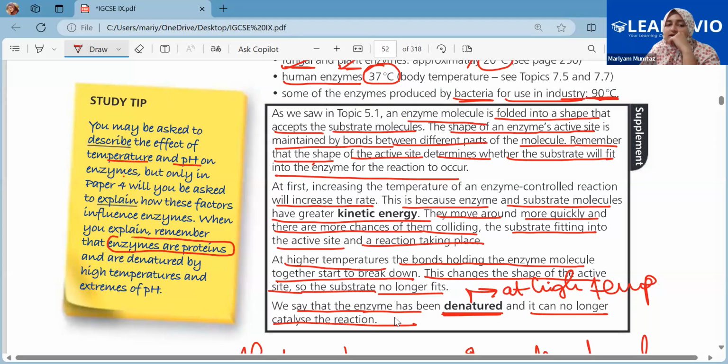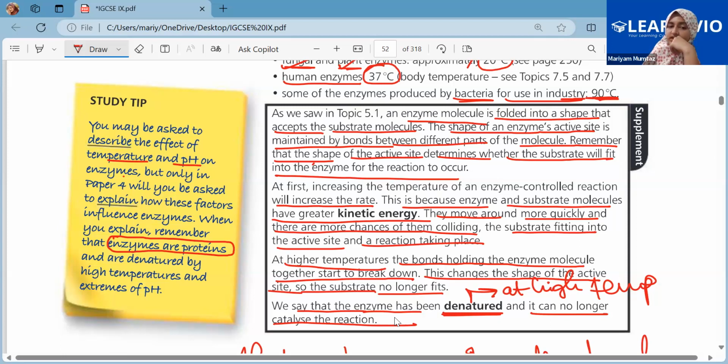We have studied about proteins, right? Proteins are made up of what? They're made up of amino acids. Yes, amino acids.